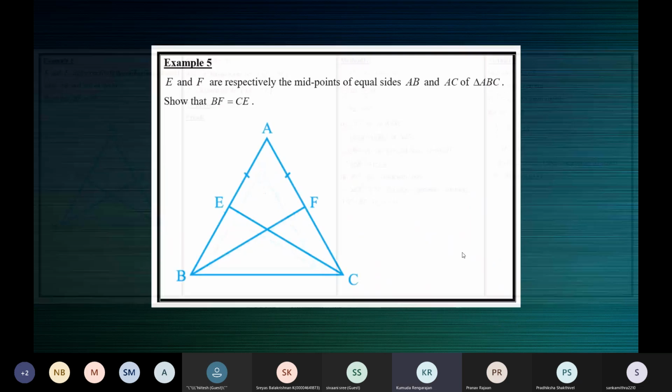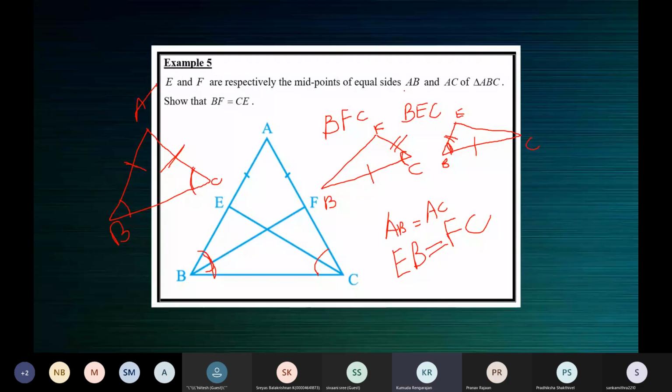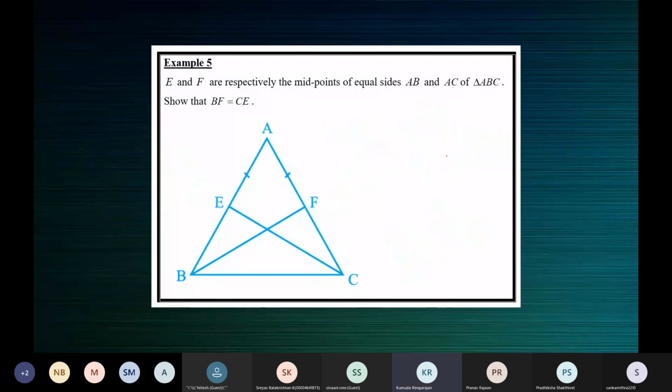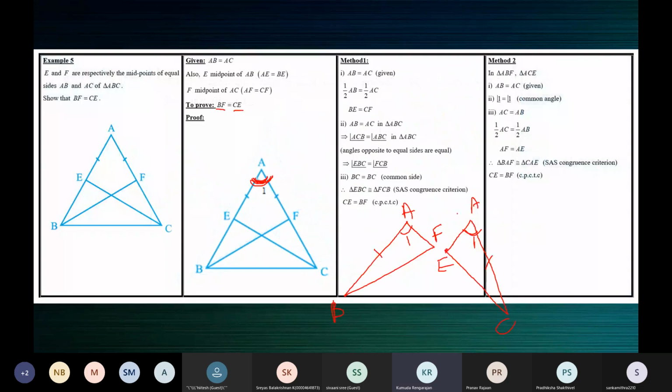In the question, we already have AB is equal to AC. See here, equal sides AB and AC. So angle 1 is equal to angle 1, common angle. AB is equal to AC, given. Now AB is equal to AC, so half of AB will be equal to half of AC.